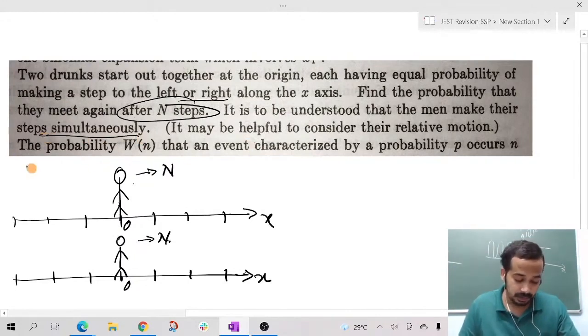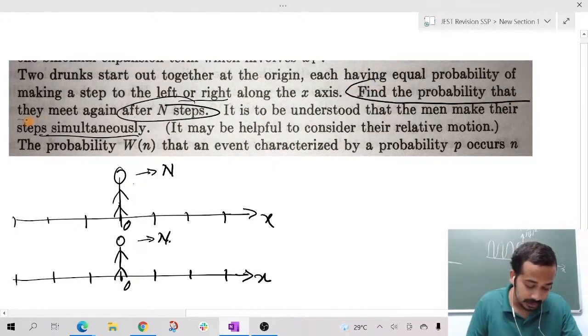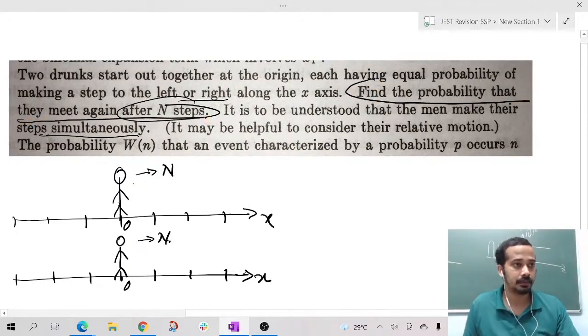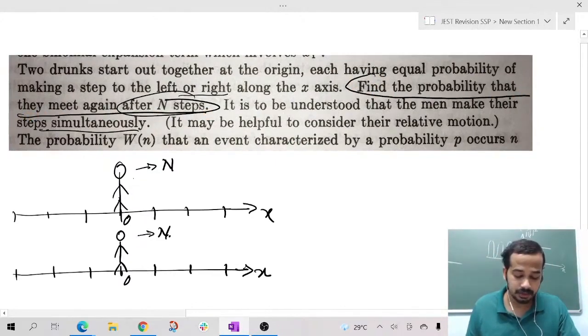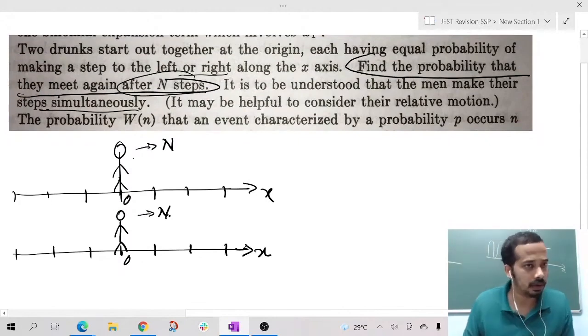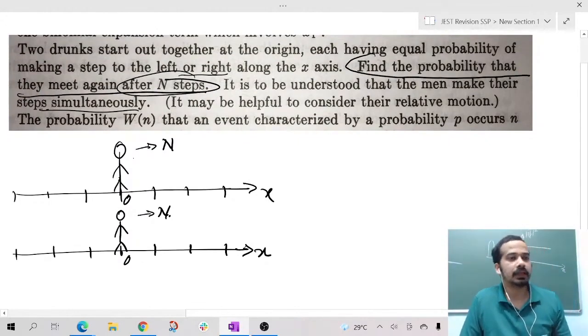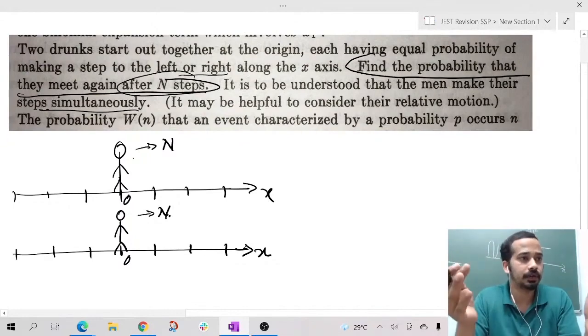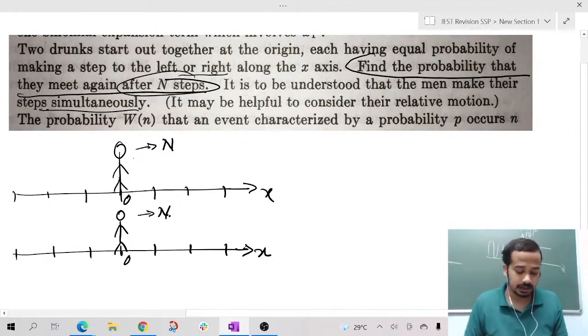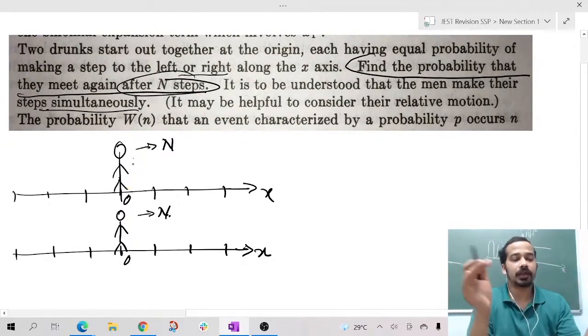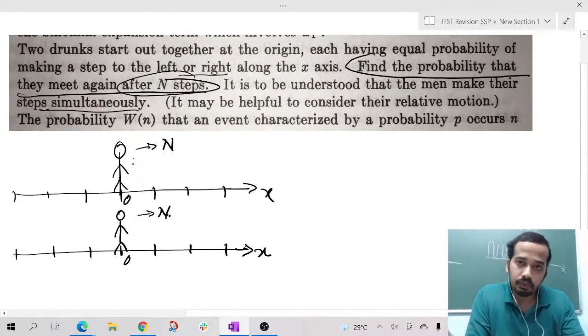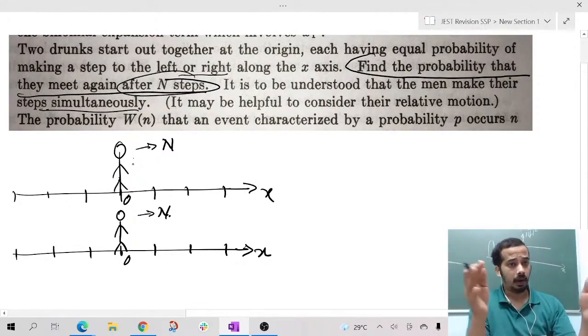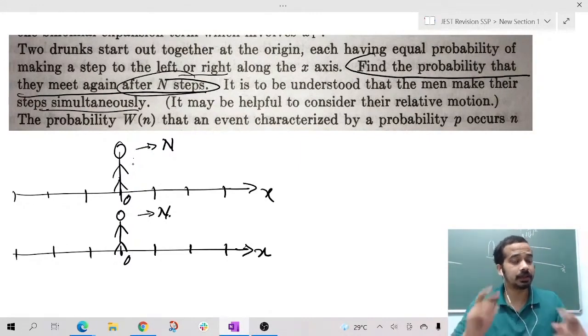So he's asking this probability: find the probability that they meet again after n steps. So that probability you need to find. In the reference he followed one step at a time, which is a kind of trinomial distribution. When they take each step, they can either move together, move apart, or maintain a constant distance. Am I right? Three things can happen.